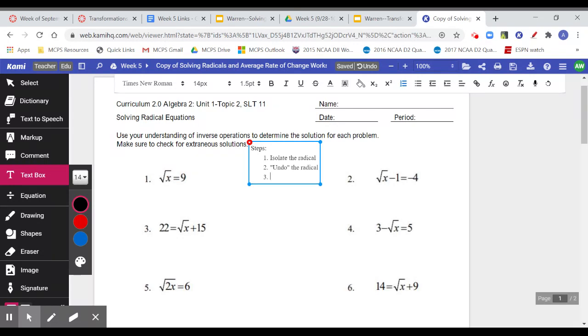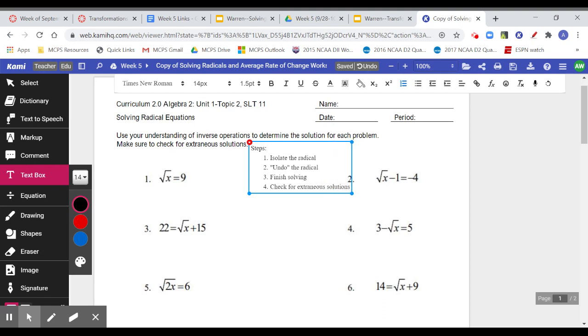And then once the radical is gone, we will finish solving. And that means we're going to keep working until we have our variable equal to some number. Where we sort of stray from how other types of problems worked is that the 4th step is critical here, and that is that we check for extraneous solutions.